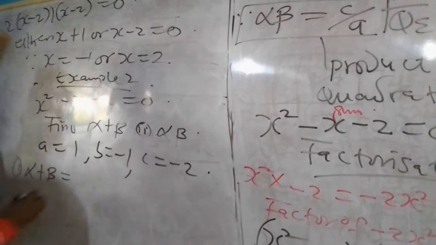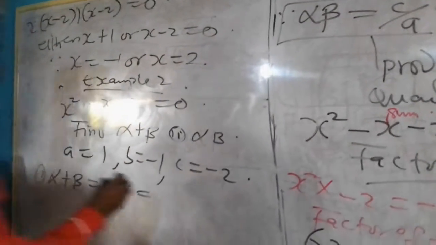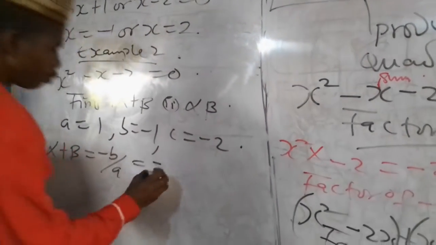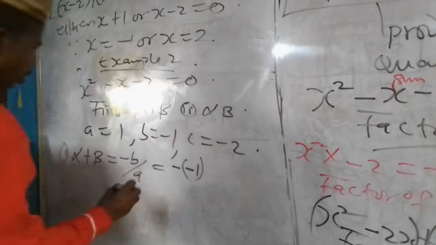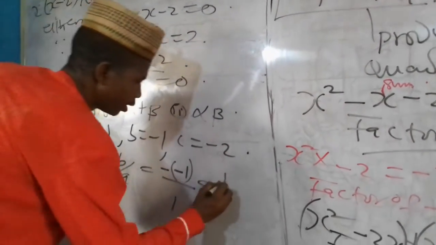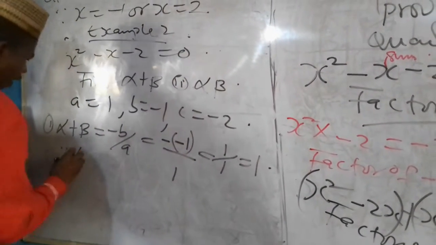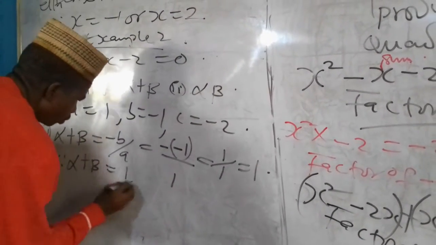Then alpha plus beta, number 1. Alpha plus beta is equals to minus B over A. What is our B? B is minus 1. All over, what do you have as our A? Our A is 1. Minus and minus, that's 1 over 1, which equals to 1. Therefore, our alpha plus beta is equals to 1.